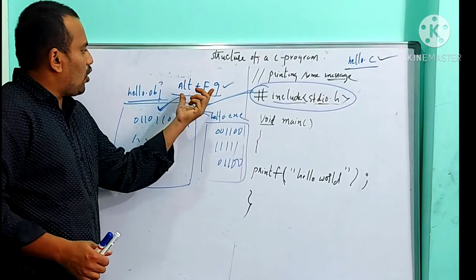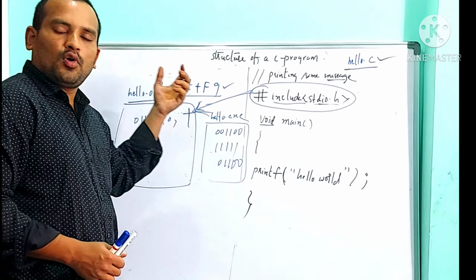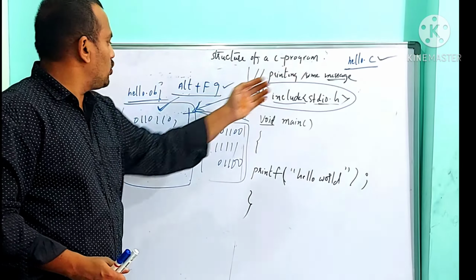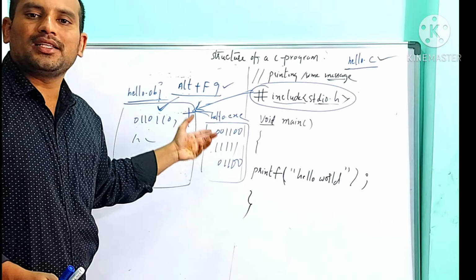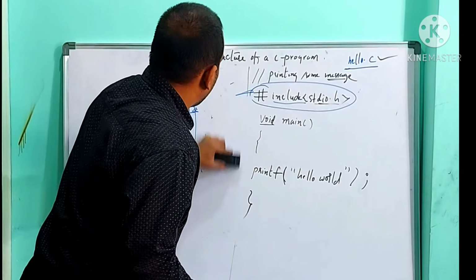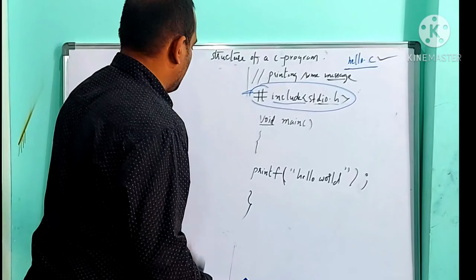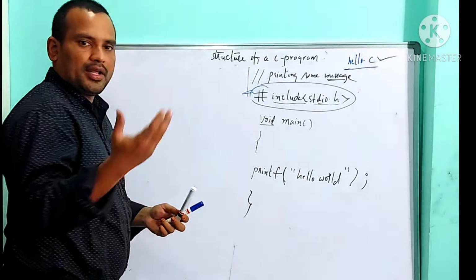So when you press Alt F9, the compiler shows errors to the user. If the program becomes error free, it converts the .c program into .obj. At the same time, we get the .exe file, which we can execute. That is called the executable file. So you can observe the .obj file and .exe file in the drive. We will see that practically. Okay, now we have the .exe file.